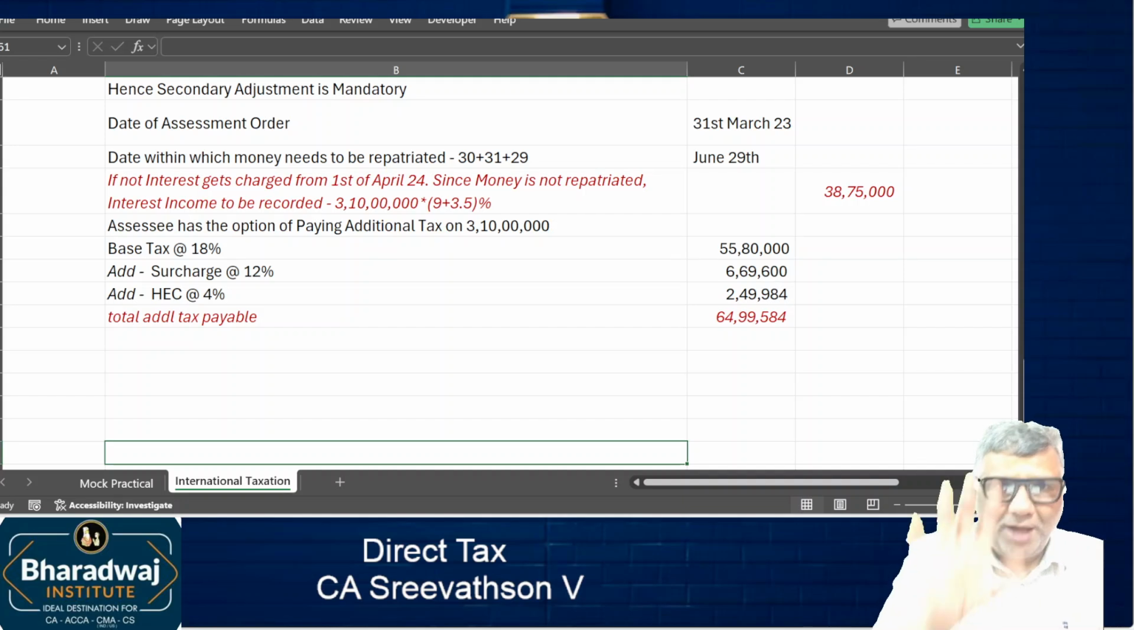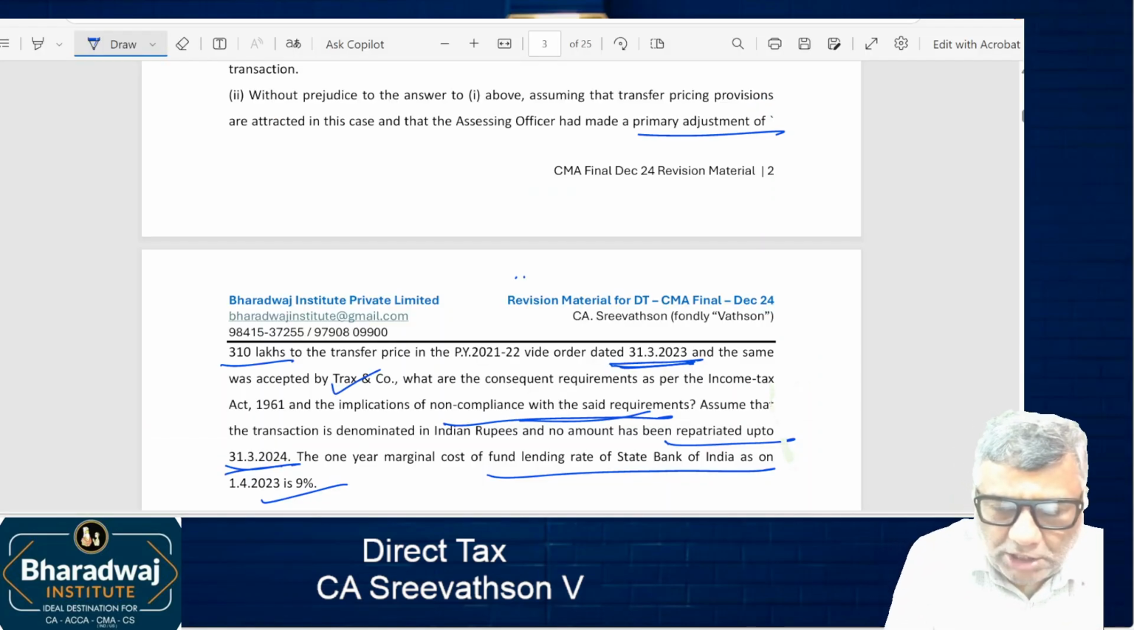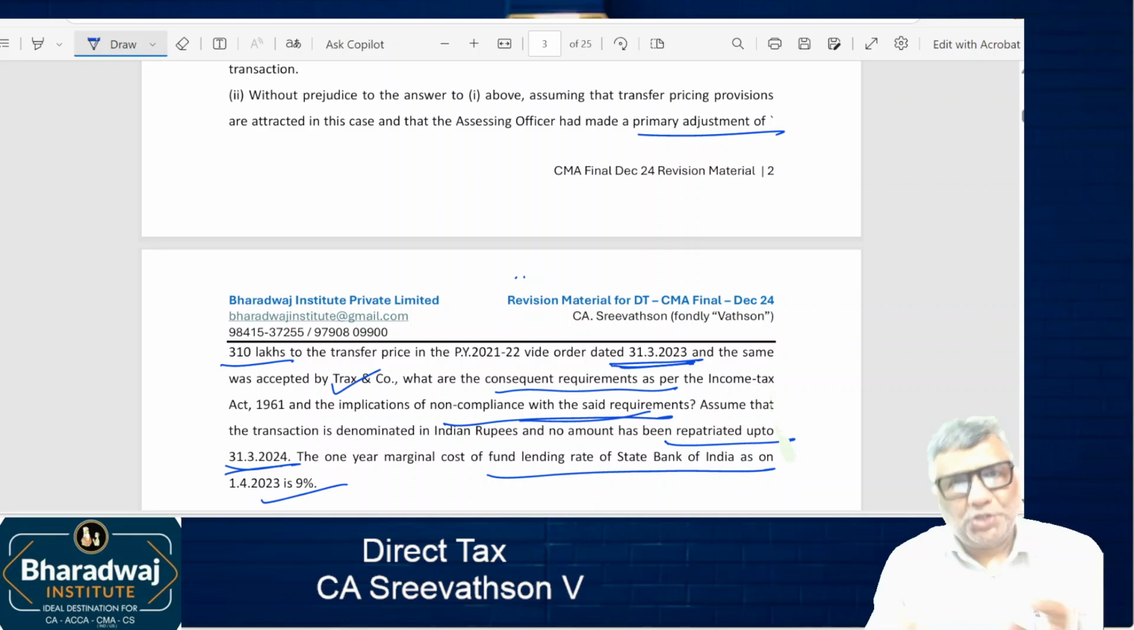Option, in all the questions this is one option. What are all the consequent requirements? So you should write everything.